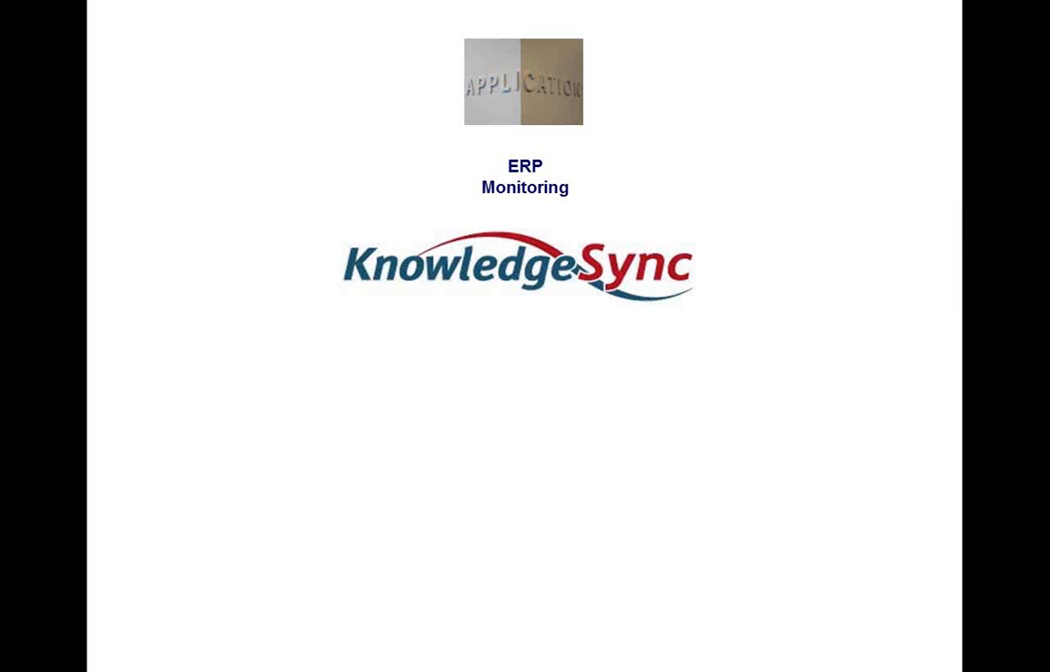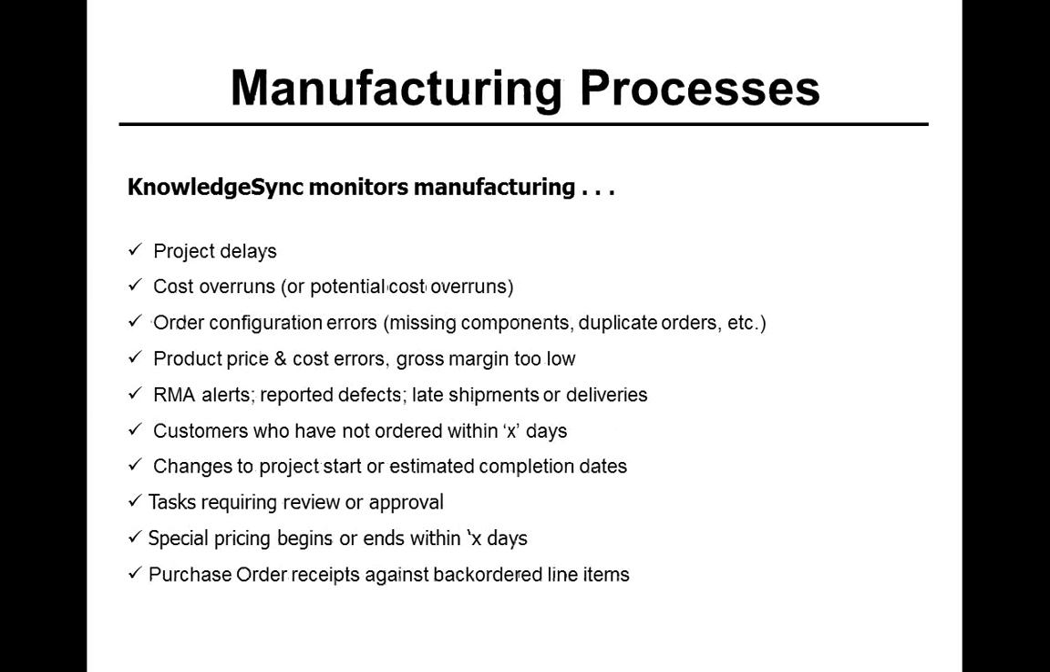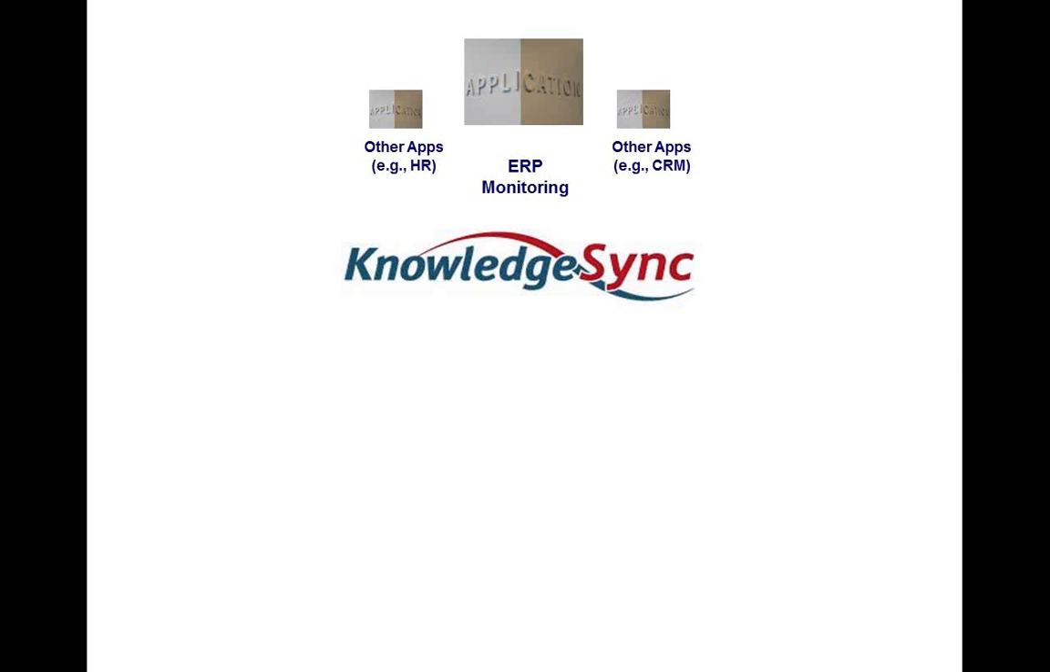KnowledgeSync starts out by monitoring your ERP, or accounting and manufacturing application, for an unlimited number of conditions. And that last phrase is worth repeating, an unlimited number of conditions, such as invoices that are overdue for payment, inventory items that are approaching their reorder level, or customers who have changed their buying habits. And it's important to note with an ERP solution that KnowledgeSync can monitor all of the data in that solution, not just the accounting or financial details.